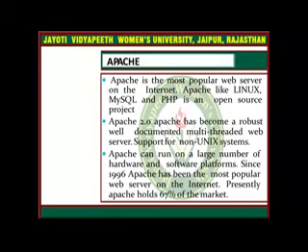Apache is the most common web server on the internet. Apache, like Linux, MySQL, and PHP, is an open source project. With Apache 2.0, Apache has become a robust, well-documented, multi-threaded web server with support for non-Unix systems. Apache can run on a large number of hardware and software platforms. Since 1996, Apache has been the most popular web server on the internet. Presently, Apache holds 67% of the market.